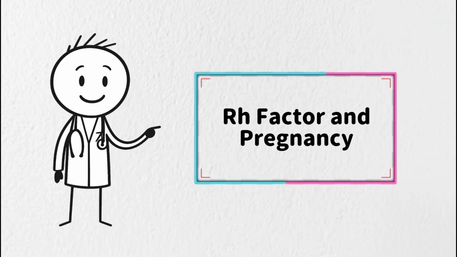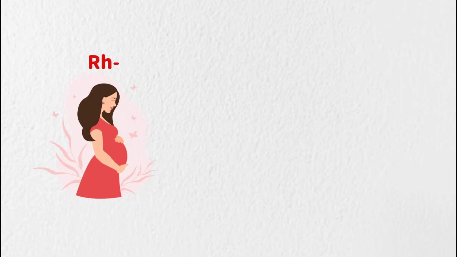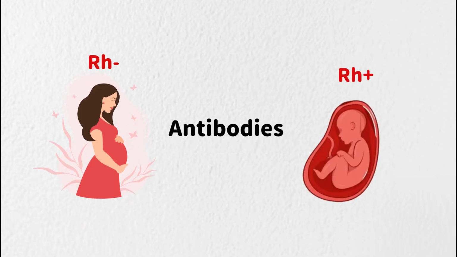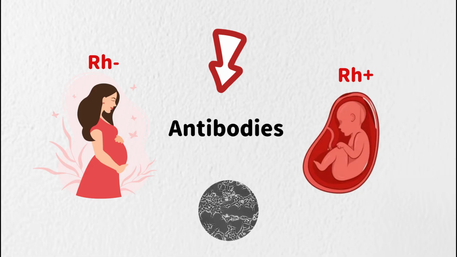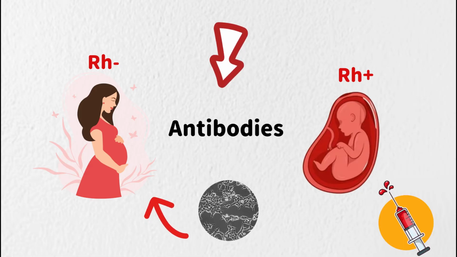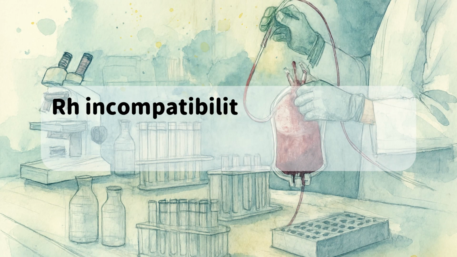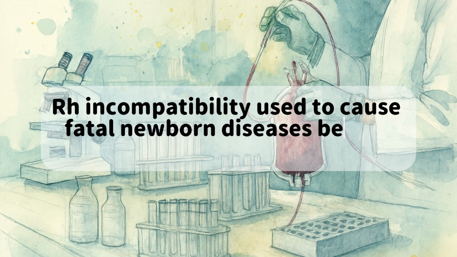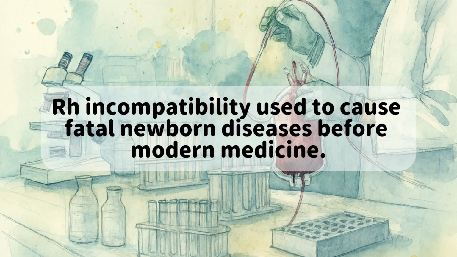Rh factor and pregnancy. An Rh-negative mother can develop antibodies against an Rh-positive fetus. This occurs when fetal cells enter her bloodstream. Preventative injections stop antibody formation. Rh incompatibility used to cause fatal newborn diseases before modern medicine.